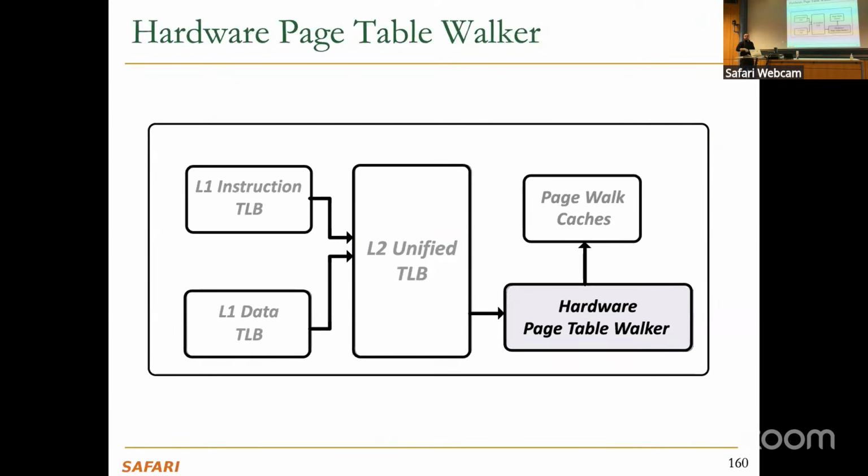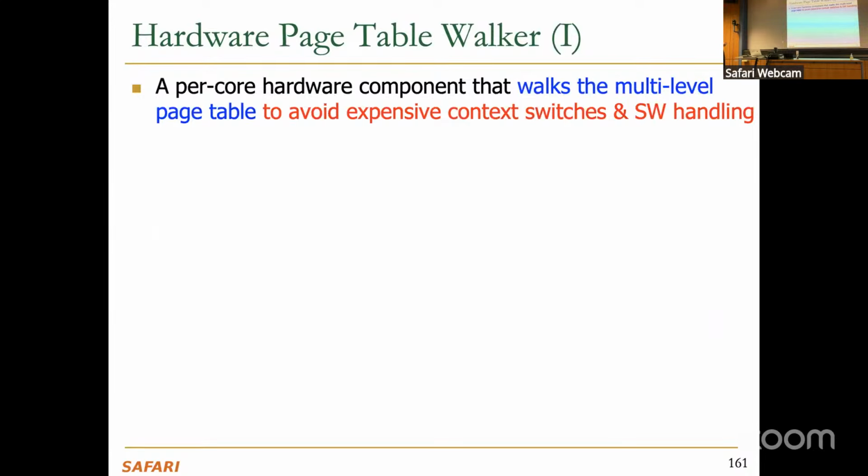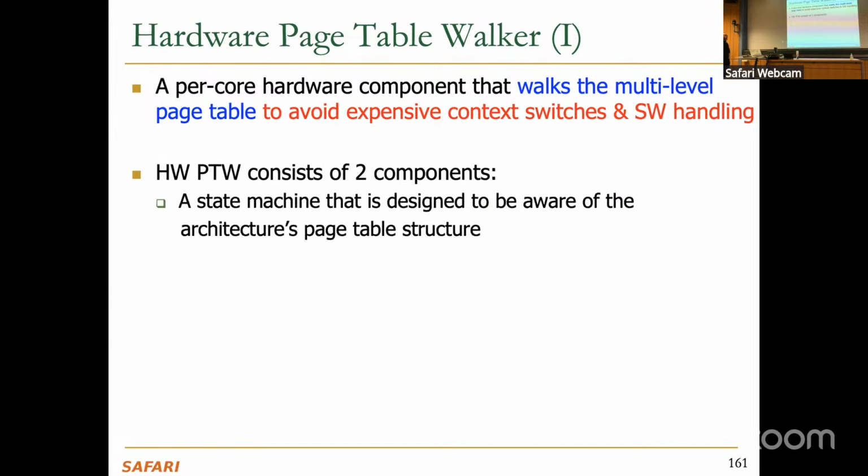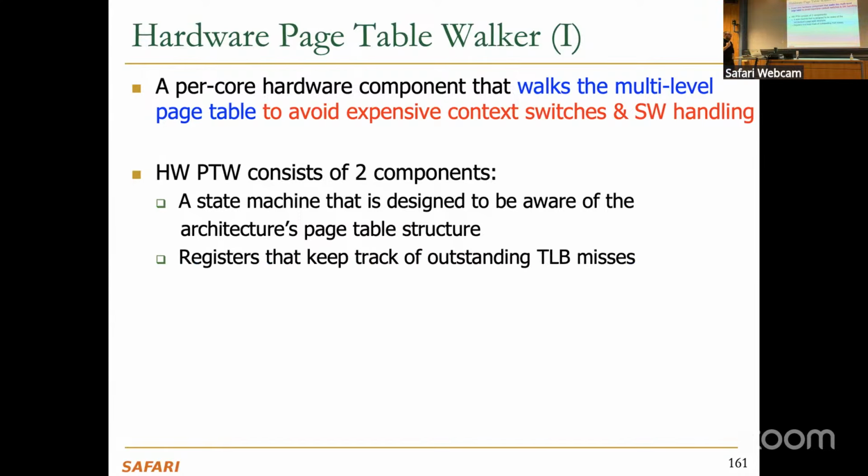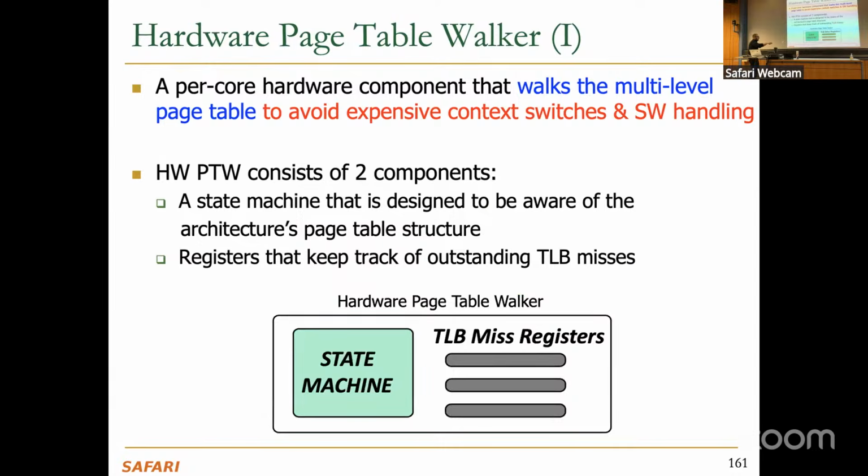Then if we missed also in the L2 TLB, we need to trigger the page table walker. This is the per-core hardware component that walks the multi-level page table to avoid expensive context switches and software handling. It has basically two components: a finite state machine that is designed to be aware of the architecture's page table structure, and registers that keep track of outstanding TLB misses. In the TLB miss registers, I keep track of which addresses have missed in the TLBs so that I know how to satisfy them. And there's a state machine that generates the addresses to access the page table.